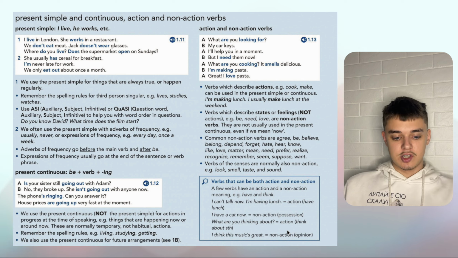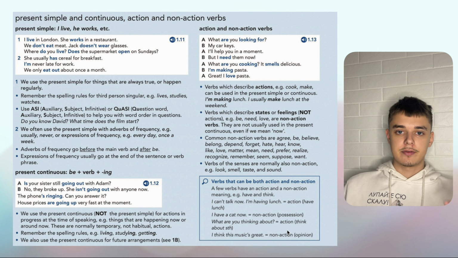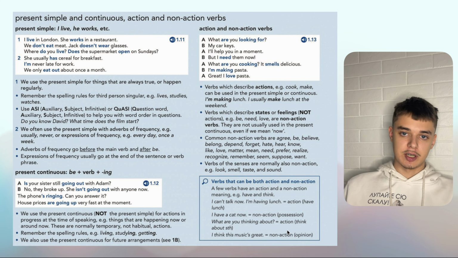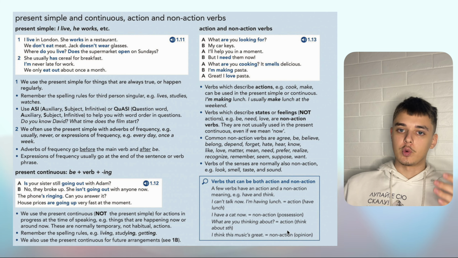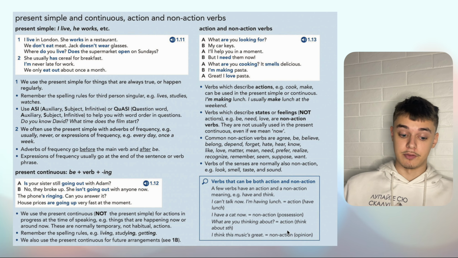So take a look at the structure. We usually have the auxiliary to be in every type of sentence. The only thing that changes is that for negatives we use not with to be, and for questions we change the word order. We put to be in front.